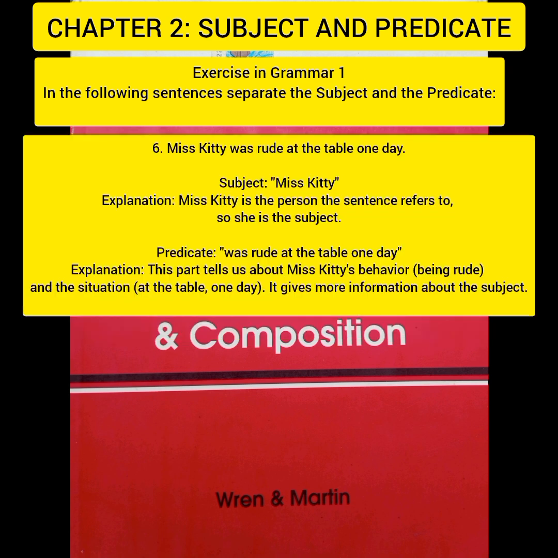6. Miss Kitty was rude at the table one day. Subject: Miss Kitty. Explanation: Miss Kitty is the person the sentence refers to, so she is the subject. Predicate: was rude at the table one day. Explanation: this part tells us about Miss Kitty's behavior, being rude, and the situation at the table one day. It gives more information about the subject.